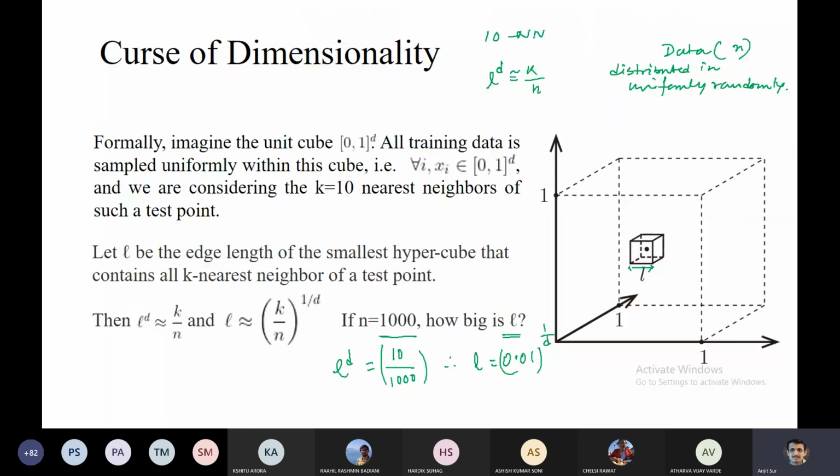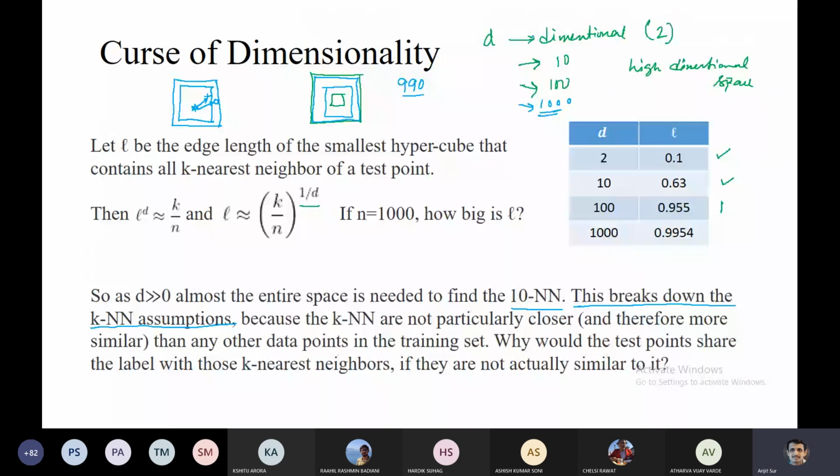Okay, we'll stop here today, and then we'll see how to solve this particular problem in the case of KNN for high dimensional spaces. Okay, thank you.